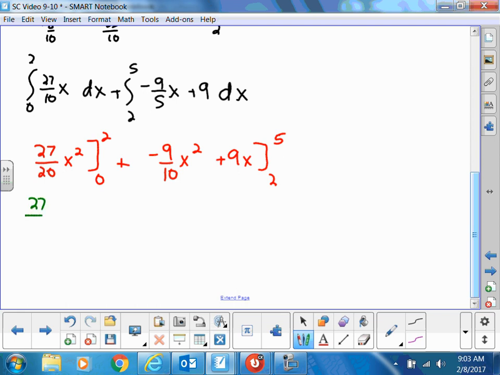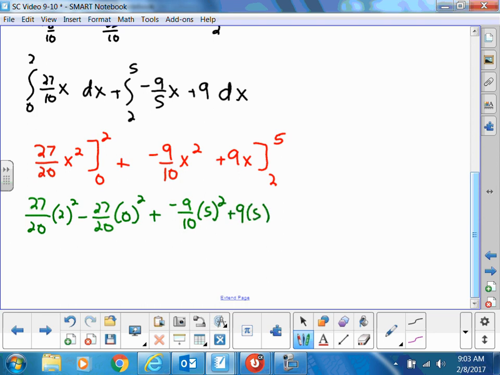So we will have 27/20 times 2 squared minus 27/20 times 0 squared, plus, we'll sub in our 5, so we'll have -9/10 times 5 squared plus 9 times 5, minus, it's got more than one part, make sure you put it in parentheses, so we'll have -9/10 times 2 squared plus 9 times 2. Close parentheses.